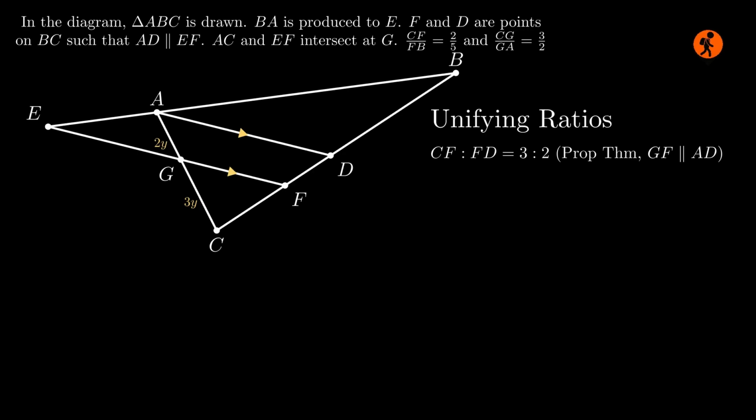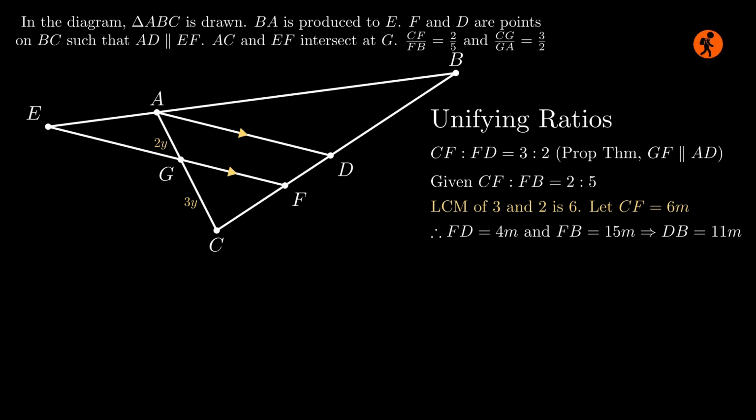But we are also given that CF to FB is 2:5. To unify these, we find the lowest common multiple of 3 and 2, which is 6. Let CF equal 6m. This forces FD to be 4m and the total FB to be 15m. Subtracting FD leaves us with DB equal to 11m. Now, the whole bottom line speaks the same language.